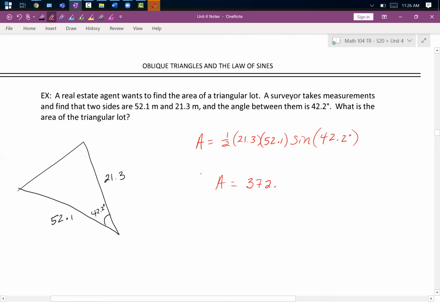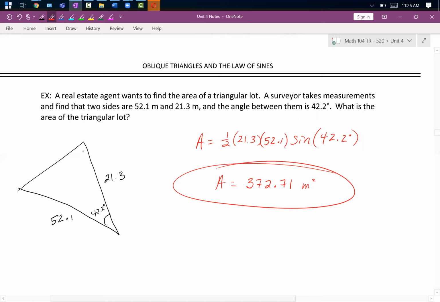372.71 square meters. How do you decide it's going to be a sine? Because it's always sine. If I were to drop this perpendicular, making a right angle here, and I'm trying to find the height from this angle here, that's opposite. Right? Cosine is adjacent over hypotenuse. So since I'm trying to find this height here, and from the angle I know it's opposite, and I have the hypotenuse, we're going to use sine.